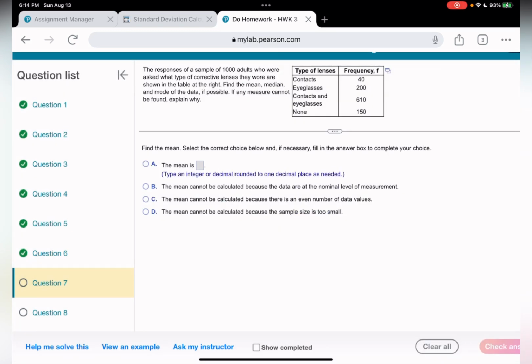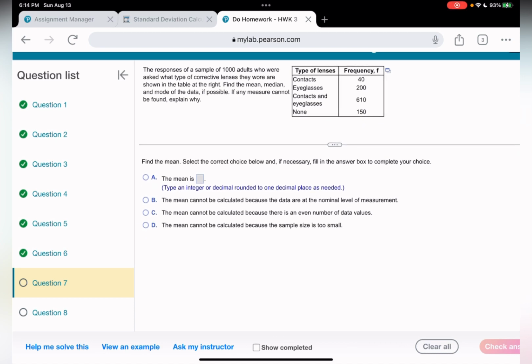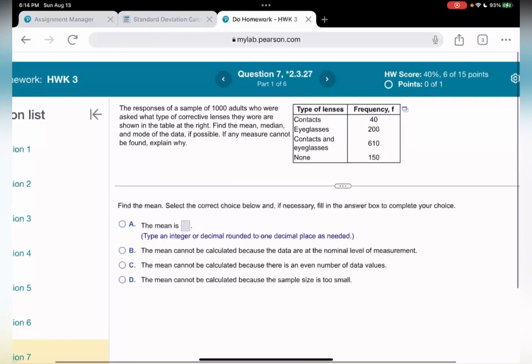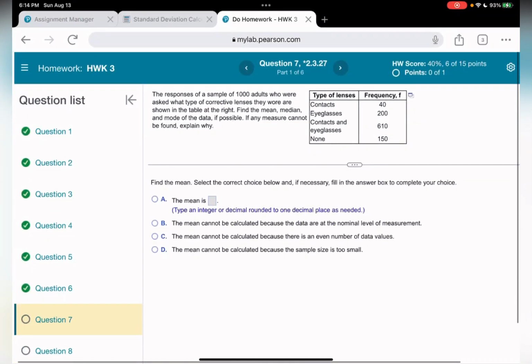Question number 7. Finally, we move to question number 7. So what do we have? We have a table, type of lenses, and frequency. So, it's asking, find the mean. Well, we have frequency. When you have frequency, you cannot calculate the mean. There is no way to calculate the mean. So here it's going to be the mean cannot be calculated because the data are at the nominal level of measurement.